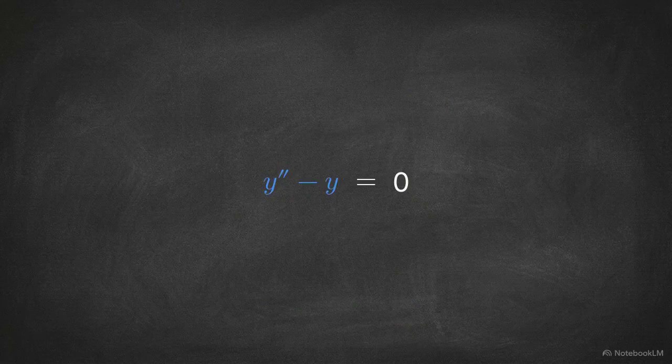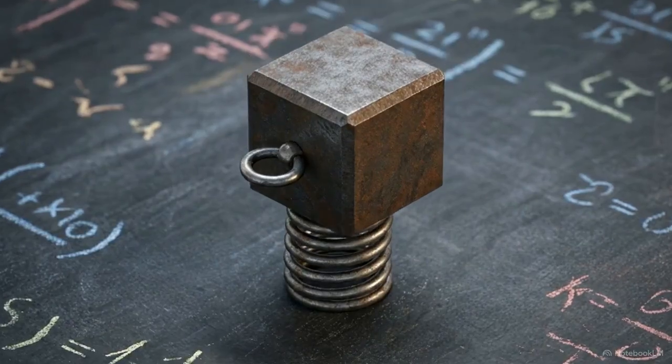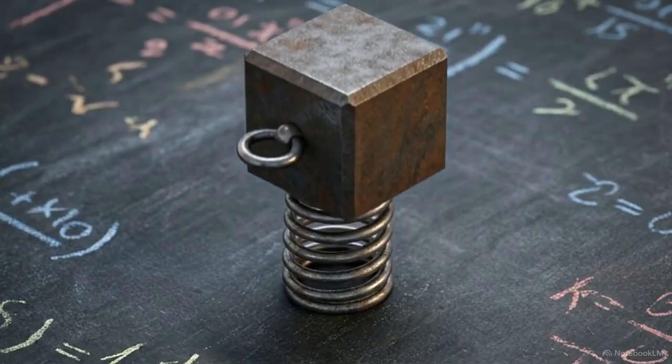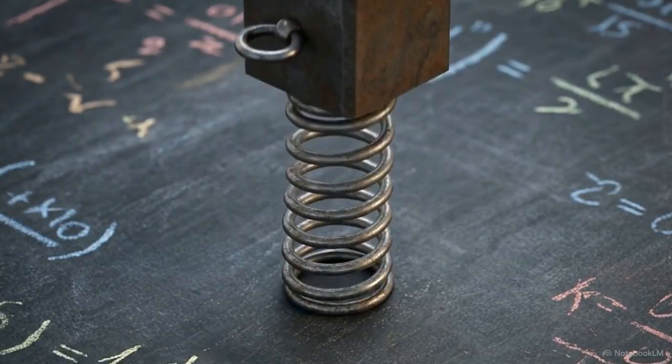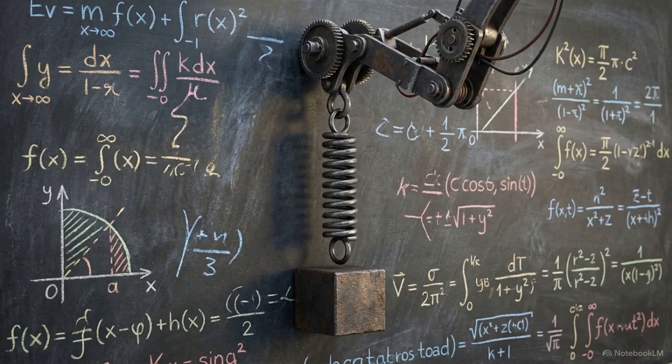We set the system to 0, converting it to a characteristic polynomial. Lambda squared minus 1 equals 0 yields roots at 1 and -1. These roots define the homogeneous solution, the system's transient state. This is the inherent motion the system exhibits when isolated from the rest of the universe. The homogeneous solution serves as the system's mechanical DNA. We establish the baseline before introducing the complexity of the external forcing function, g of t.